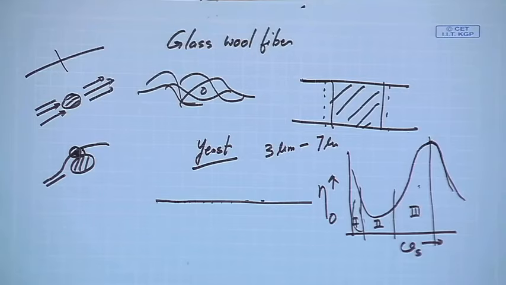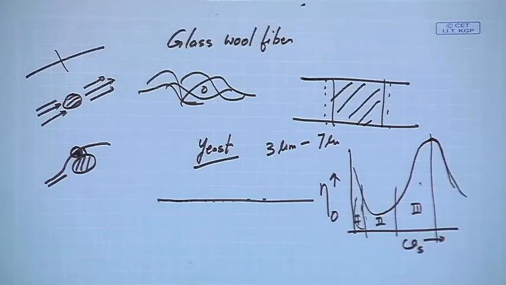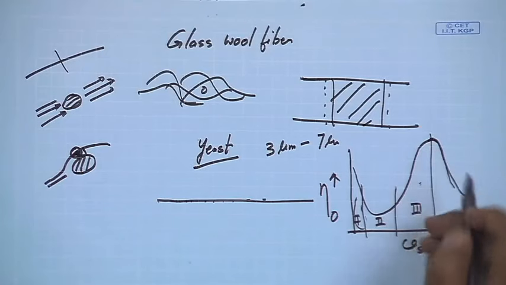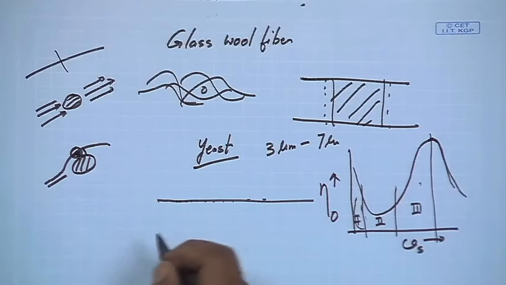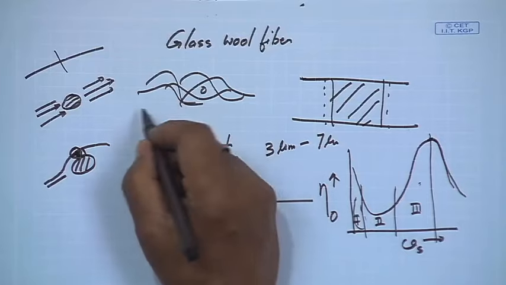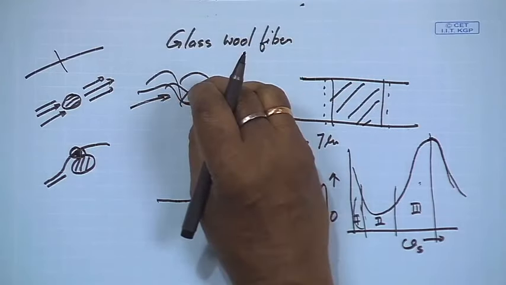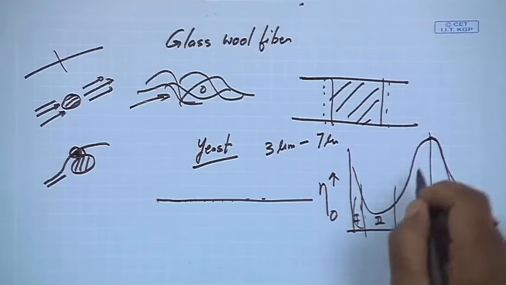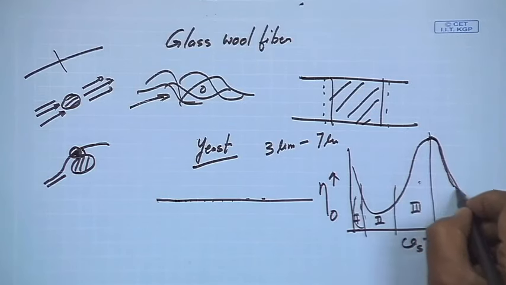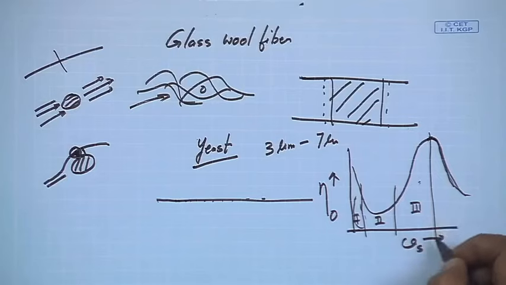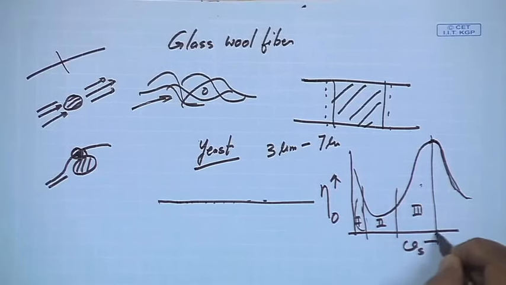What is that critical velocity? Above which the particle is collected due to inertial impaction. Above this velocity, if you keep on increasing the velocity of the air, a time will come that the dragging force of the air is so high that it takes the particle out from the fiber. So what will happen? The performance of the fiber will go down. So for designing an air filter, we shall always have to consider this critical velocity.